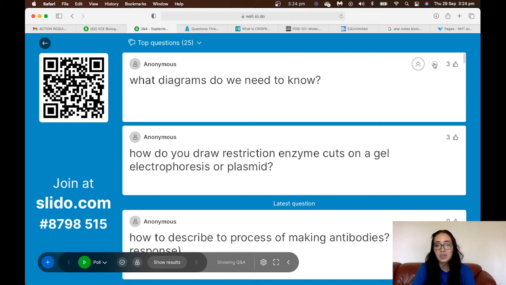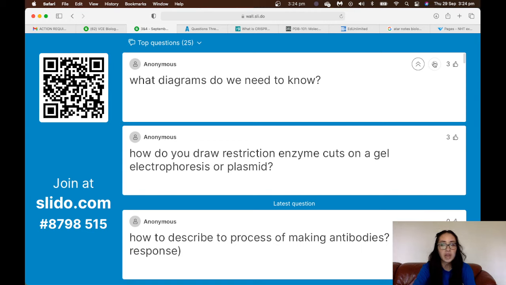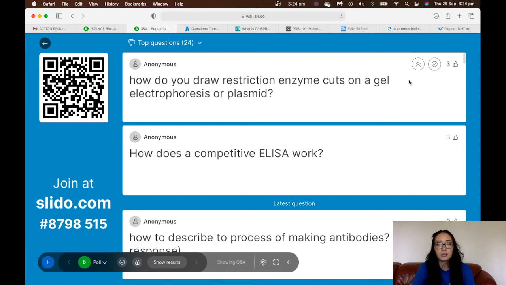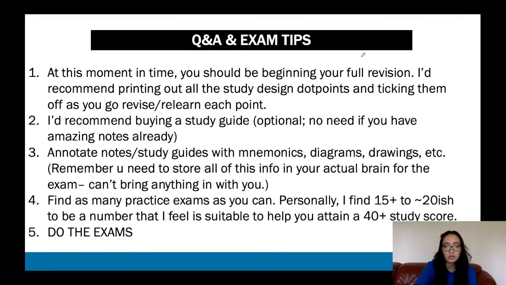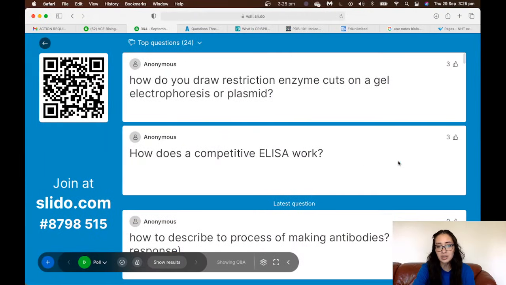I'm not really sure about diagrams. You don't have to know any major ones. Do know the structure of a mitochondria, so cytosol, matrix, cristae, stuff like that. I'm not sure we draw restriction enzyme cuts in a gel electrophoresis, but on a plasmid, you might have a circular plasmid here and you want to insert a gene of interest. So you cut once here, right? And so you've got your plasmid cut and you've also got your gene of interest. So with your gene of interest, you cut it twice. You cut it there and there and then insert in there and then you'd ligate it. So I guess that's what you're asking. I hope that covers it.